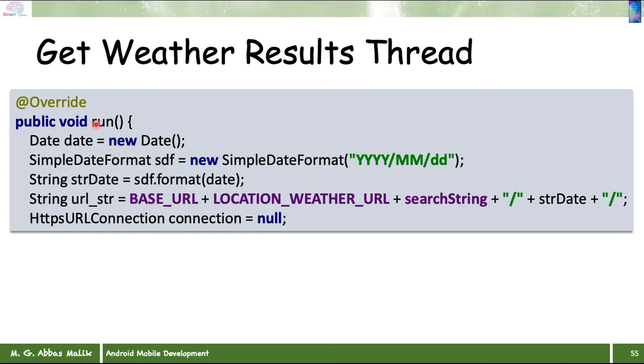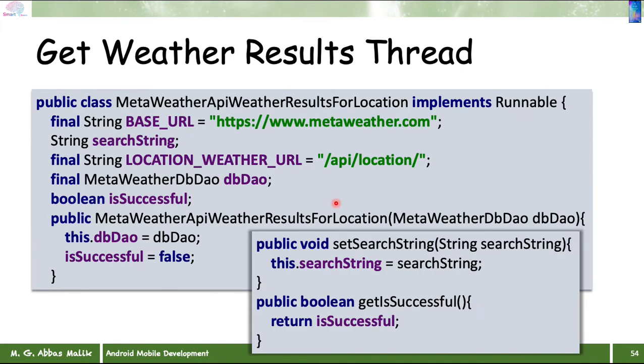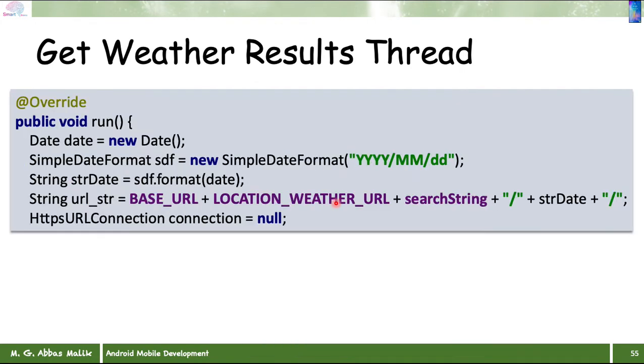So first of all, the base URL: www.metaweather.com slash API slash location. And then here we are adding the search string, which is actually representing the where on earth ID. Then we put a slash, and after that we have a string date.